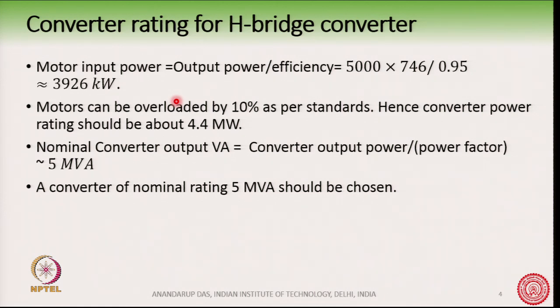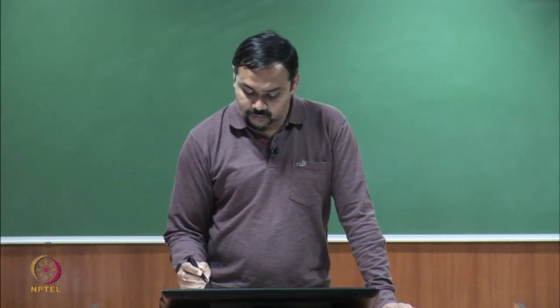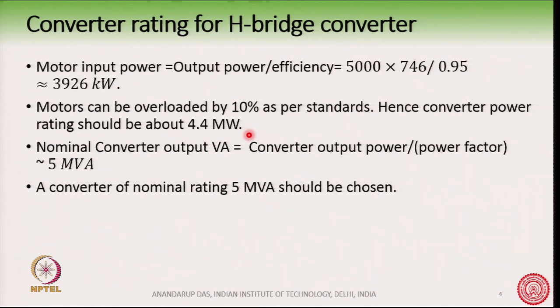So, in our converter design we can say that the converter is going to be able to supply the motor when the motor is 10% overloaded. So, we can choose the converter power rating to be about 4.4 megawatt. Again, this can vary from design to design. We are taking it with sufficient margin in our design. So, the converter power rating should be 4.4 megawatt.